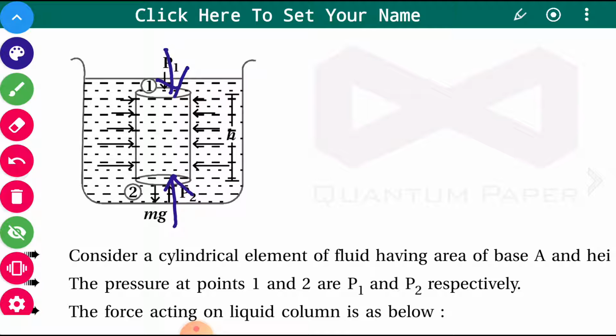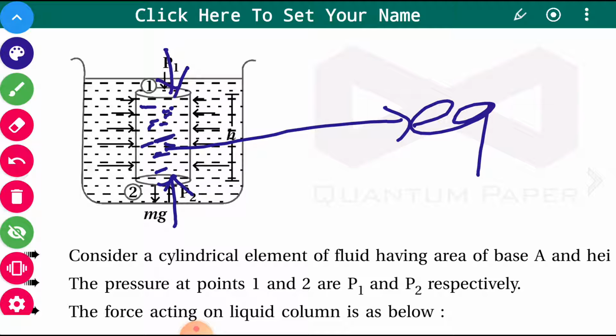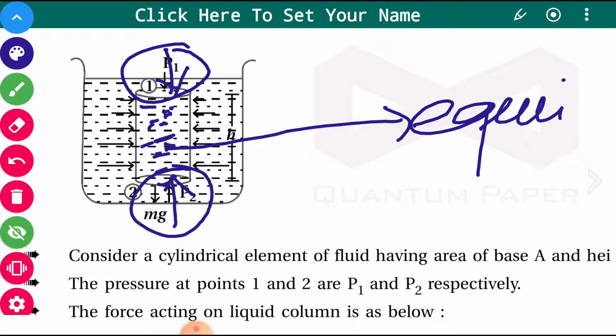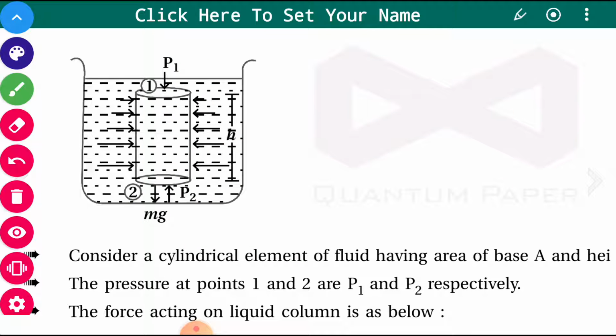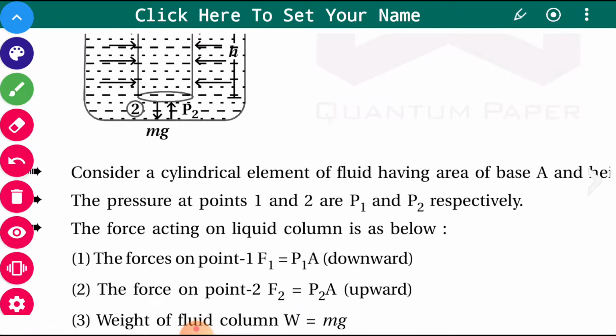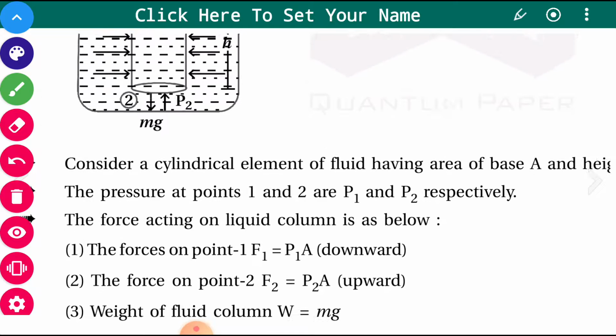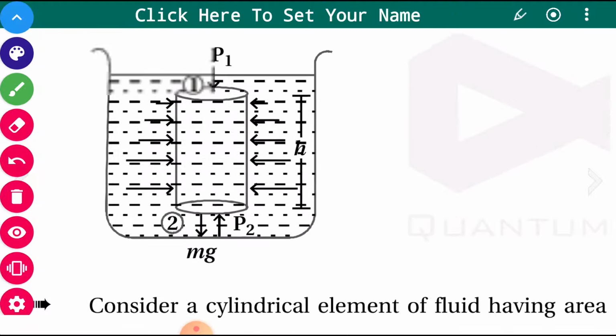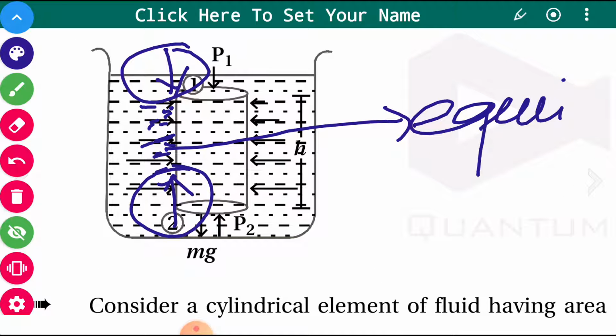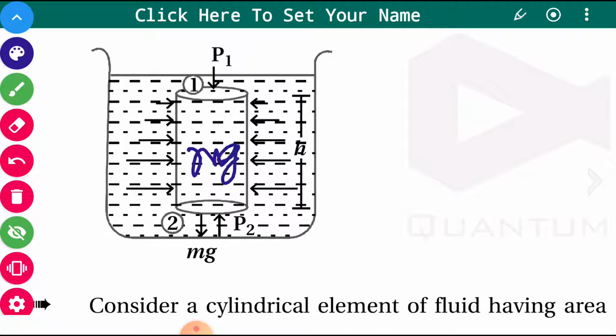Why? Because this liquid column, or we can say the liquid element which we have considered, is remaining in equilibrium. That is why these two pressures must be in opposite directions: one is downward, the other is upward. Now see, the weight of the fluid, as you know, must be mg, and that must be in the downward direction.